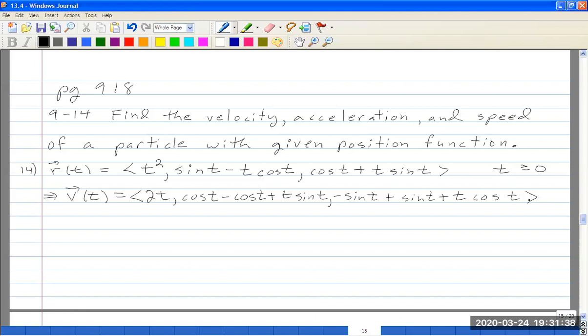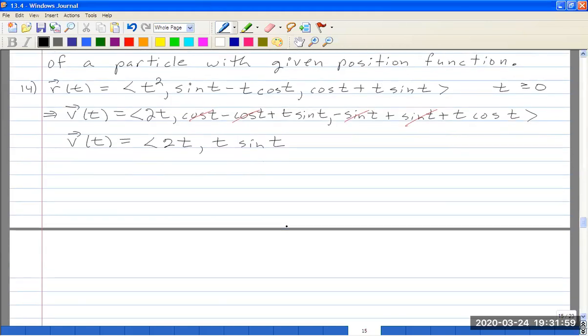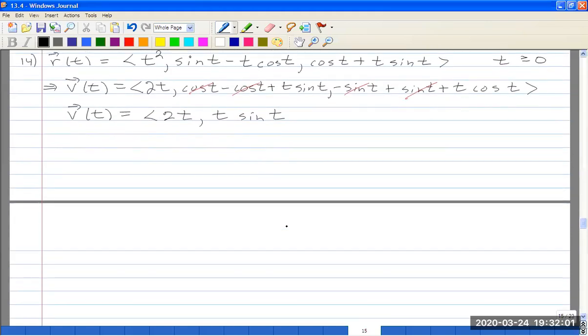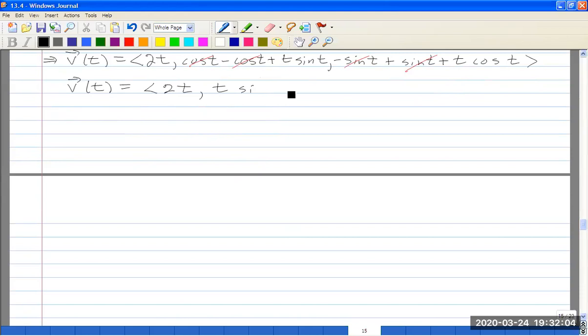So let me simplify this. So my velocity is equal to 2t. The cosines cancel, the sines cancel. So 2t, t sine t, t cosine t.